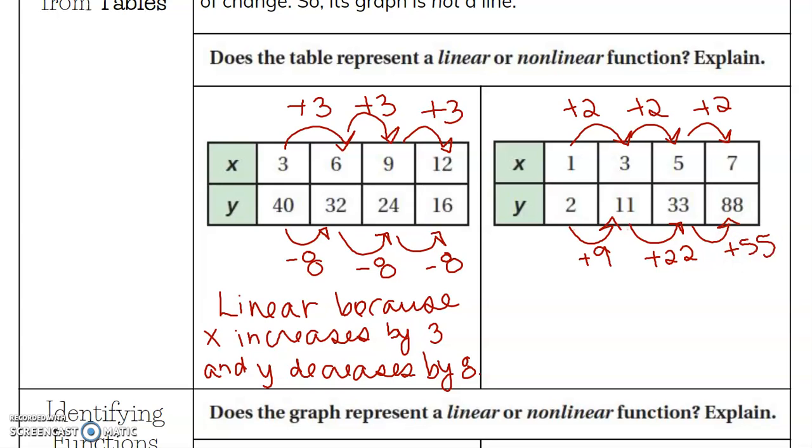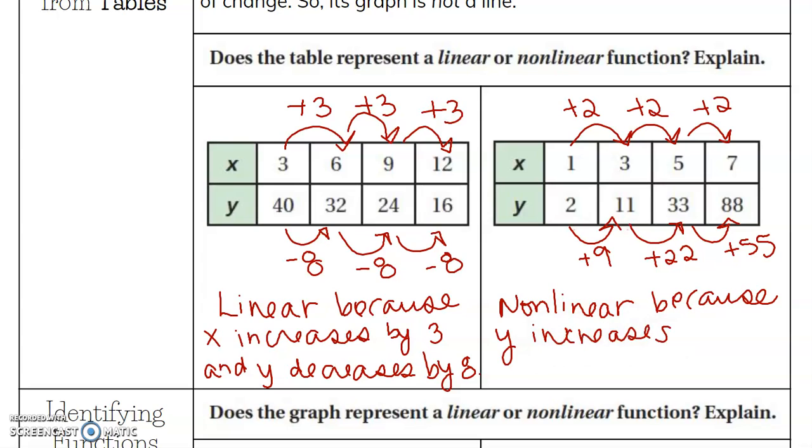So we see that there's a constant rate of change with our x values, but there's not a constant rate of change with our y values. So this means this function here is nonlinear. And that's because the y values increase by different amounts.